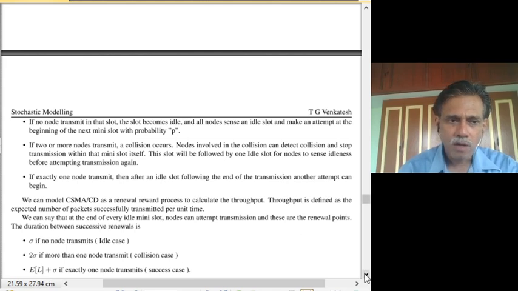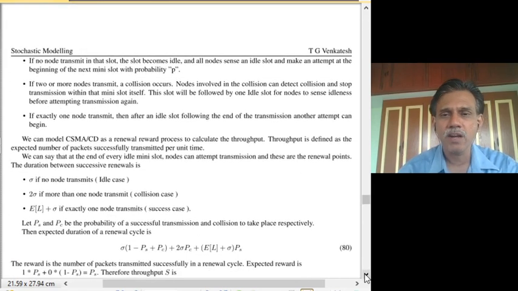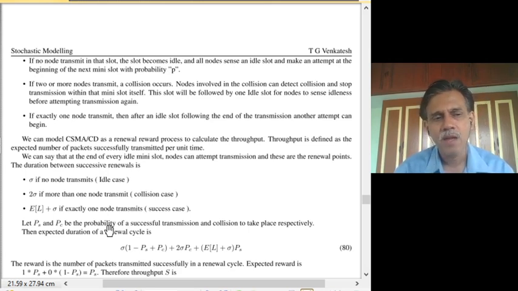So what is the expected duration of the renewal cycle? These are the 3 possible events. Each one has got its own probability. We have to weigh it by their probability to get the expected duration of the renewal cycle. To that, we will introduce this notion. PS, PC be the probability of successful transmission and a collision to take place respectively. By analyzing the nature of the wireless network, these probabilities can be arrived at. We will not get into that one.